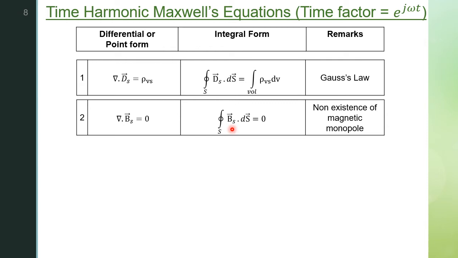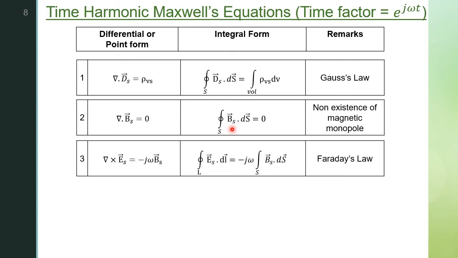Now, when you come on to the next Maxwell's equation, it was del cross E equal to minus dou B by dou t. The modification is that we had a differentiation with respect to time. It is replaced by multiplication with j omega. So a j omega will get multiplied here, and in the integral form, where there was dou B by dou t, it is replaced by minus j omega into Bs.